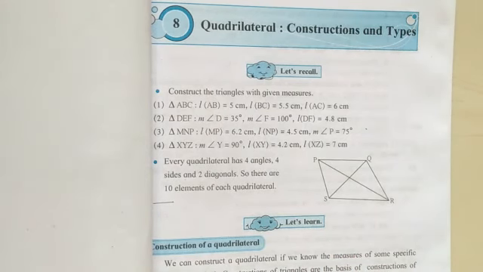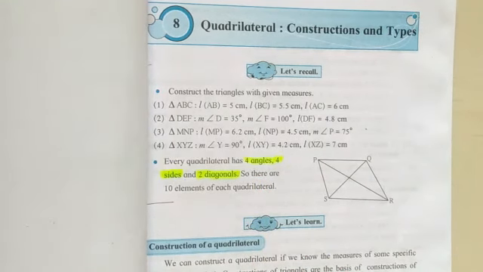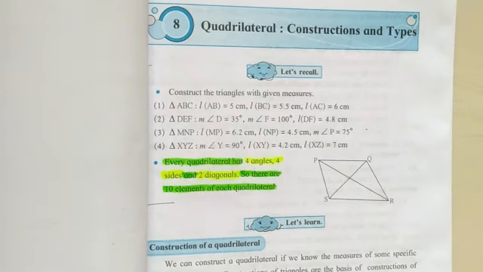Quadrilateral, what does it mean? It means a closed figure. The figure which has 4 angles, 4 sides and 2 diagonals is called a quadrilateral. Suppose this is one of the examples.